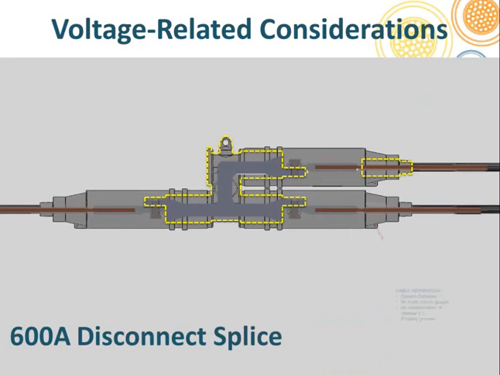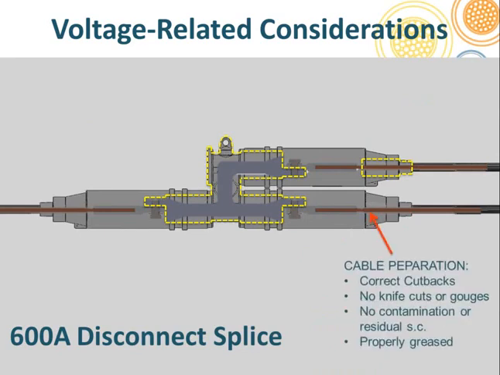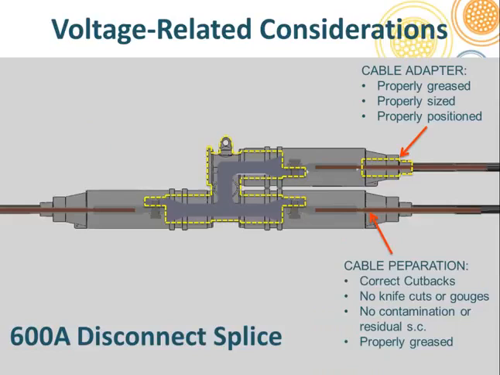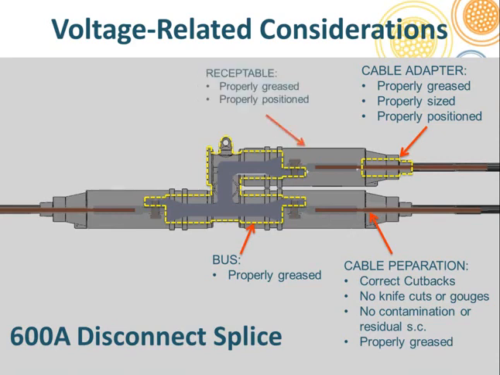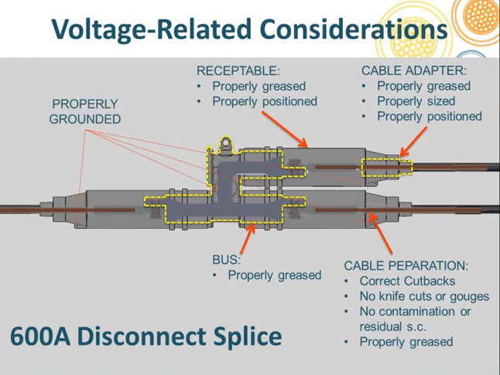The disconnectable splices. Cable preparation, no need to go through that again. The cable adapter, exactly the same as before. The bus, greasing it properly. The receptacle, no surprises there. And finally, we have to make sure we've got grounds in each of the components. In this particular configuration, this is a Y configuration, so there's 3 sleeves. We should have a ground on each one of the sleeves and also on the yoke.